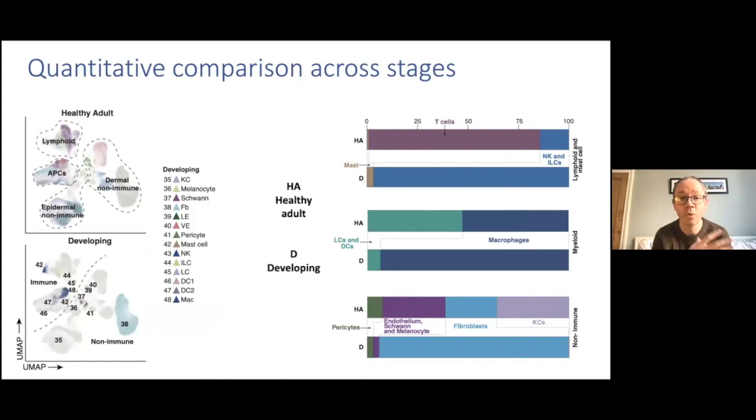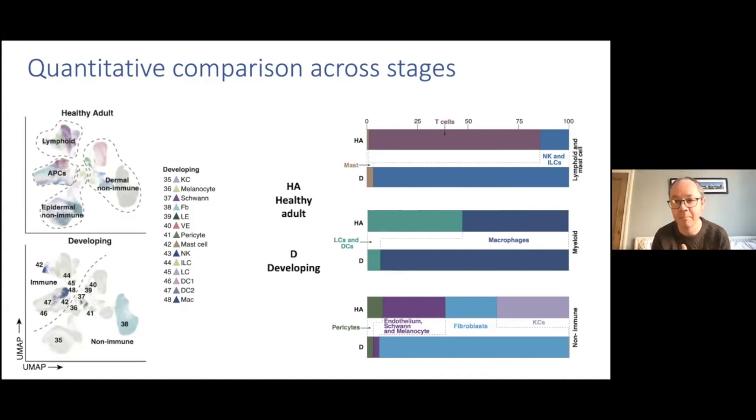First, we performed a quantitative analysis across stages, and the message here really is the increasing complexity as we go from development to adulthood. In the lymphocyte compartment in development, it's almost exclusively NK cells and ILCs, but we can see in the top right, when we reach adult skin, there's predominantly T cells, and a complex mix of different types of T cells as well. In development, the myeloid compartment is predominantly macrophages, but in healthy adult skin, there are Langerhans cells and different types of dendritic cells.